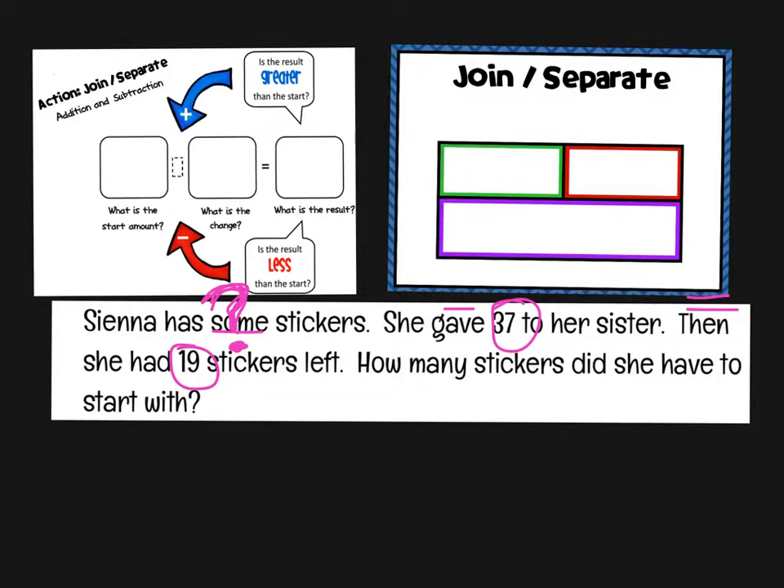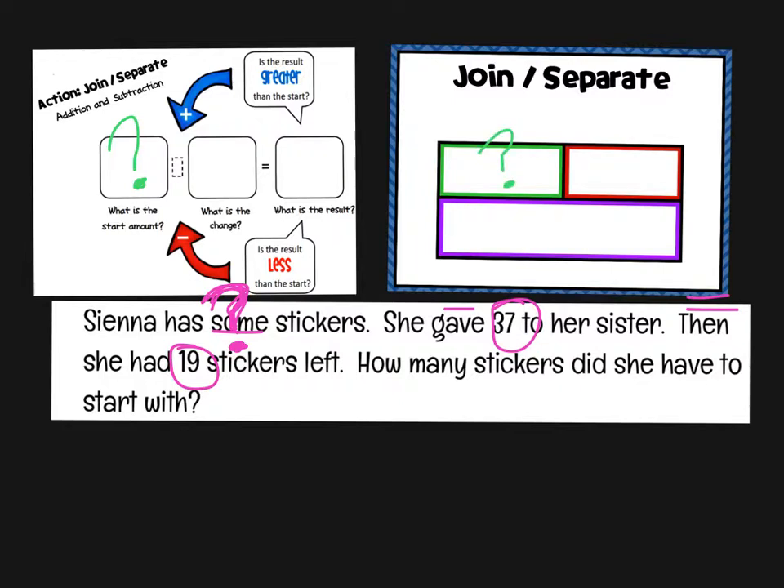Okay, so let's go to our word problem structure, and let's go to our start change result, and let's figure out where we're going to put each number. Let's look. Did we have a start number? You're right. No, we didn't. That's where that question mark came from. So we put the question mark in the start amount. We need to put it here.